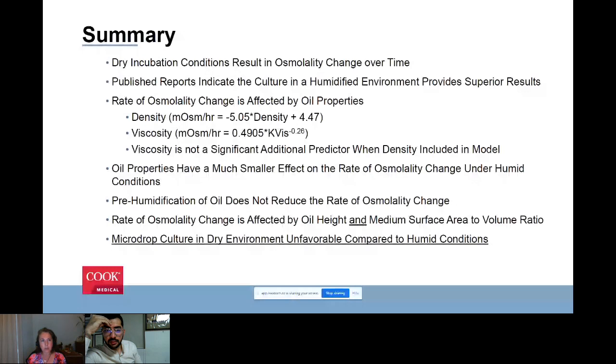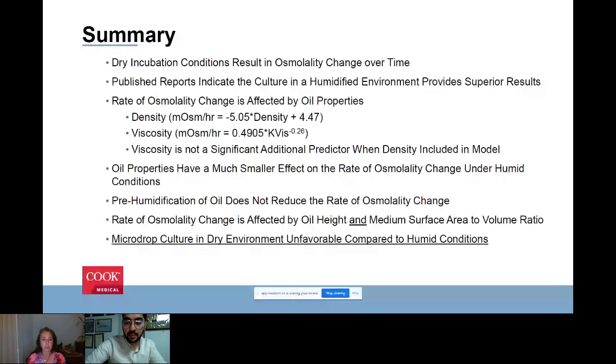So we still think that dry incubation conditions result in osmolality change over time. Also, published reports indicate that culture in a humidified environment provides superior results, and that the rate of osmolality change is affected by the oil properties. So one of the things we are looking into is not only the density and the viscosity, but also the chemical composition of the oil, and how much of a difference that also makes. Viscosity is not as significant as density. If you remember, there was a linear regression with density.